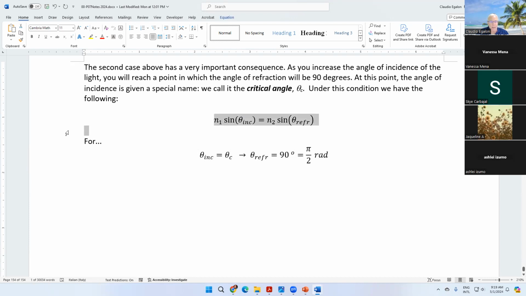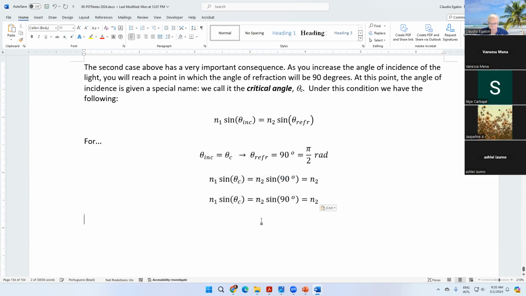So now we can write this equation. I'm going to replace theta incident by theta critical. I'm going to replace theta of refraction with 90 degrees. And then what do we get? We get the number 1 here, right? And we can solve this equation.